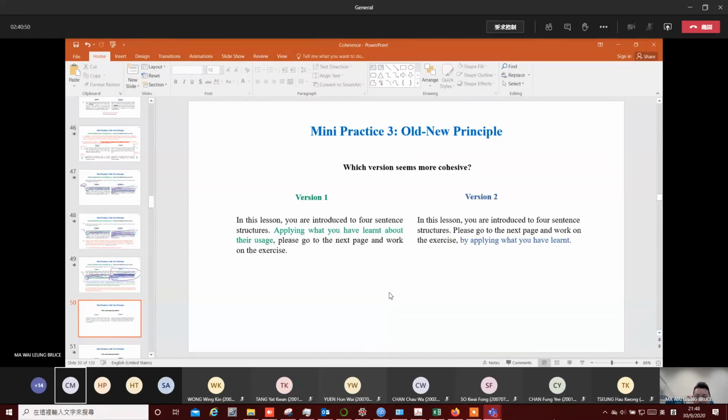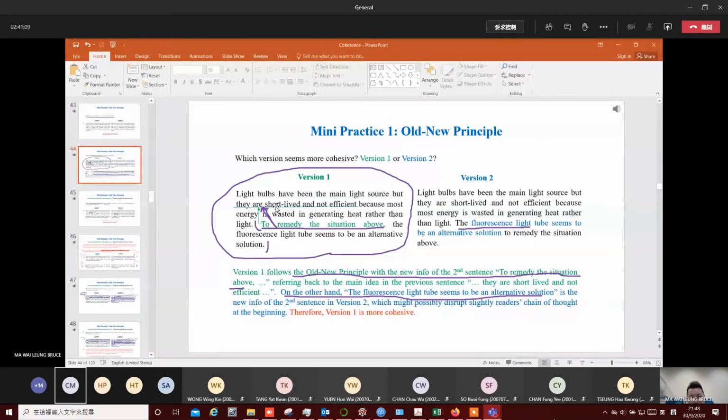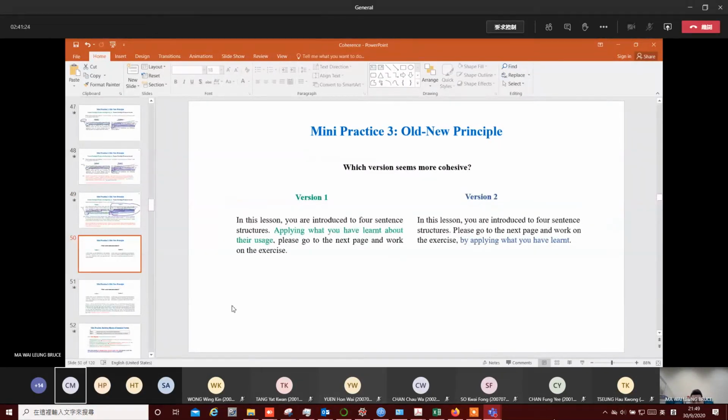Just like I said in this lesson, you are introduced to 4 sentences. By applying the 4 sentences, please go to... no, I didn't repeat the same word, but I just tried to modify it a bit. Just like this one. I didn't say again, short-lived or not efficient. I just said to remedy the situation above; the situation refers to short-lived and not efficient. Okay, do you have a better understanding now? I hope so.